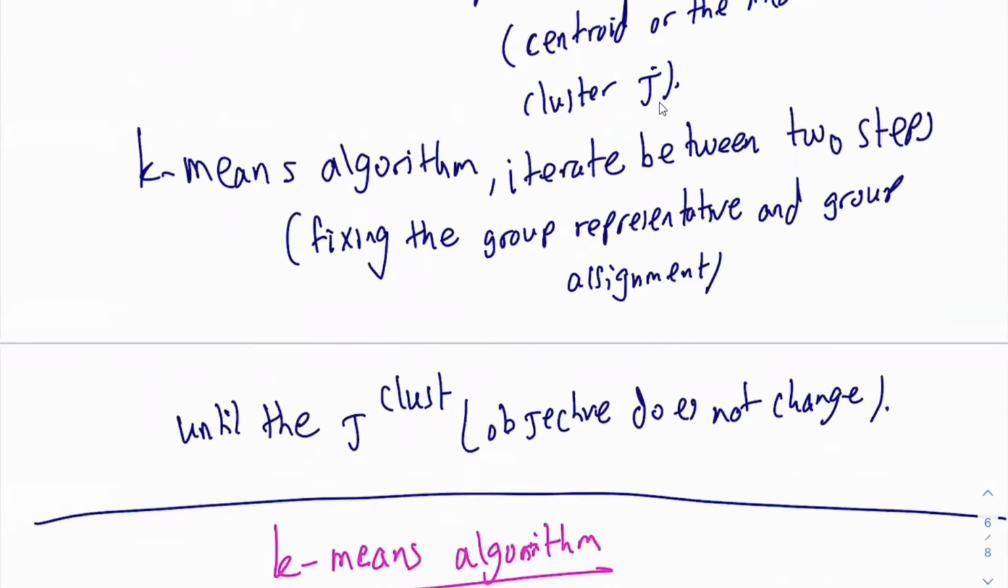The idea of k-means is to iterate between these 2 steps: fixing the group representative and finding the correct cluster assignment, then fixing the cluster assignment and updating the group representative. We do this until we converge, until the value of J class, which we want to minimize, does not decrease anymore. This is one stopping criterion.